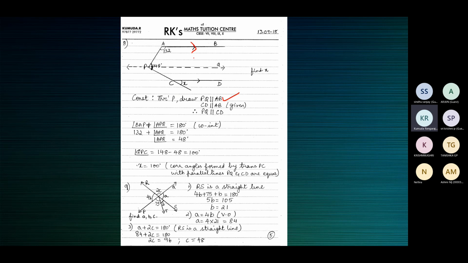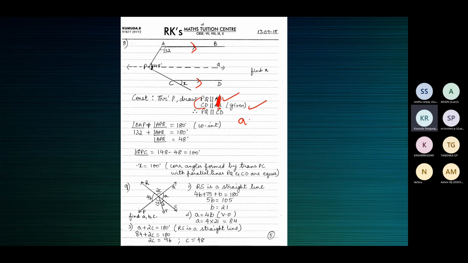But we know that AB is parallel to CD. That's given to us. See here, AB is parallel to CD is given to us. So if AB is parallel to CD, that means from these two results, PQ is parallel to CD. See, children, similar to this one. We will see the proof for this later.